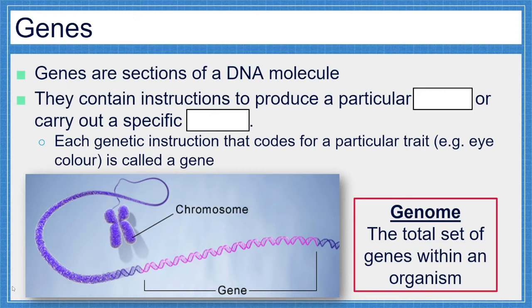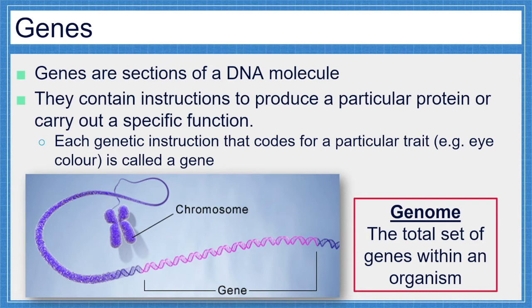Now, what defines a gene? Well, a gene is basically a section that has instructions on how to make a particular protein or carry out a specific function. So generally speaking, we would say each genetic instruction that codes for some sort of trait, be it eye color or something like that, that's a gene. So it's not just any old section of your DNA, it's actually a section that has a specific function. It does something in particular, it carries instructions for some specific sort of thing.